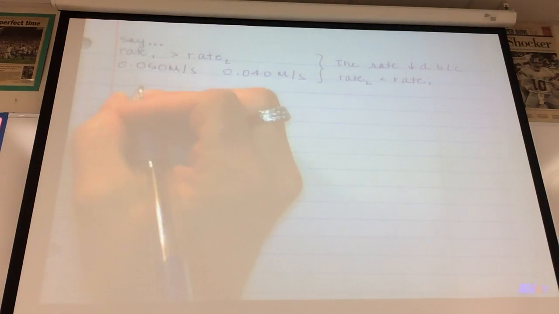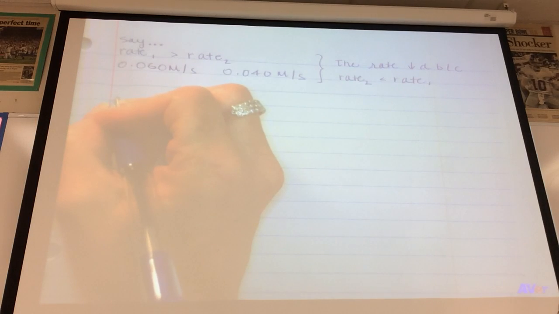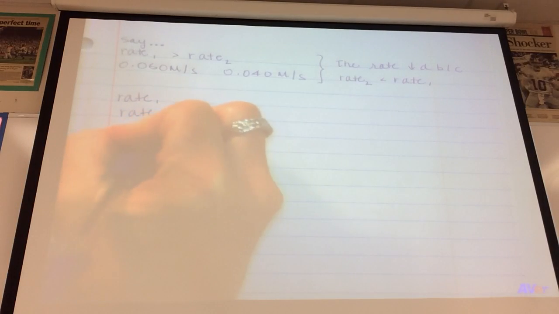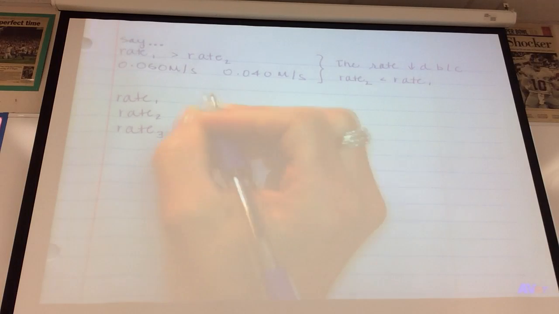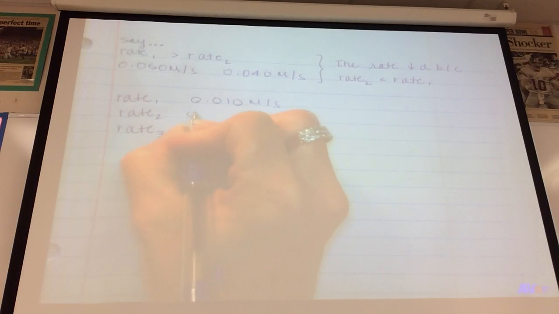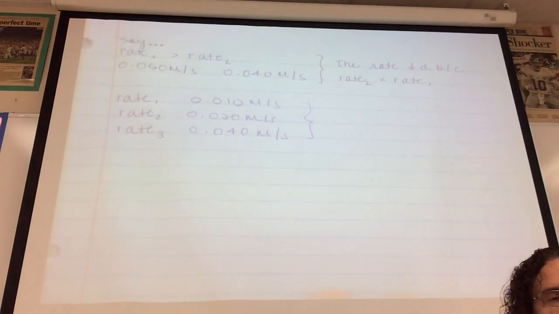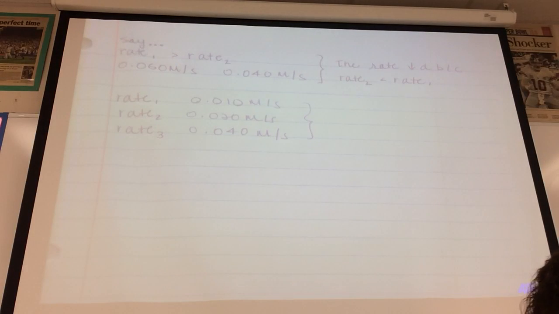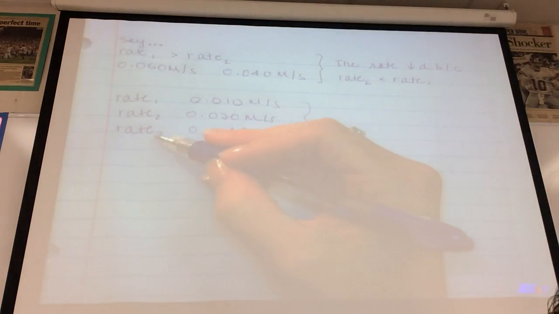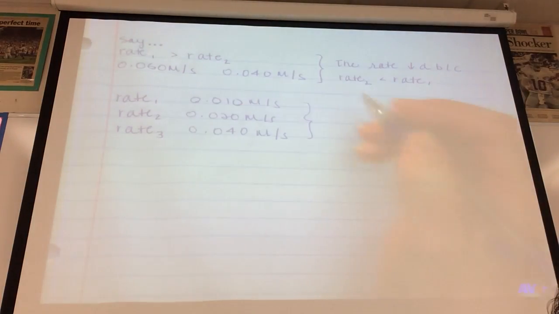In contrast, let's say that you had 3 rates. And let's say the rate of the first is this, and the rate of the second is this, and the rate of the third is this. What's happening to the rate here? It would be increasing because the rate of the third is greater than the rate of the second, etc.